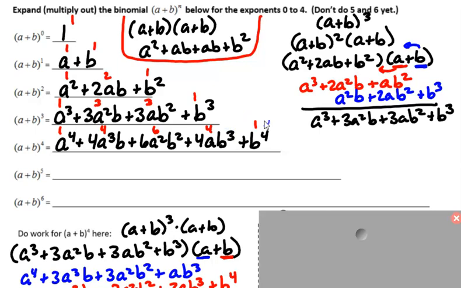So the reason these combinations are also called binomial coefficients is because this is a binomial, and when we multiply it out, these are its coefficients. So that is the way we figure out binomial coefficients.